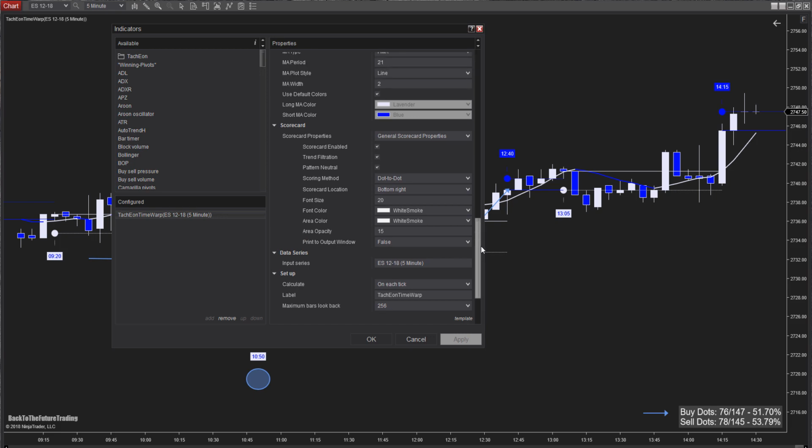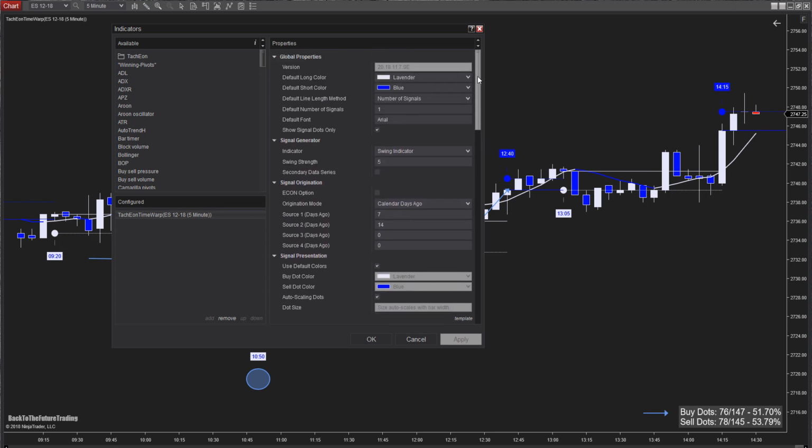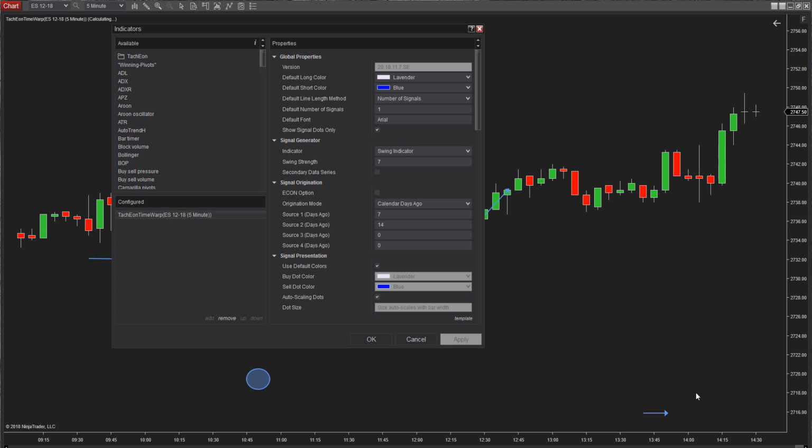The other thing that will change our score dramatically, and we're going to come back here and look at this section again, is if we come to the top of our list and look in our signal generator section. Here we are in the signal generation area. This is where the signal starts to come from. We're generating signals based off of our swing indicator. If we change our swing strength from 5 to 7, as an example, we can see how that scores out.